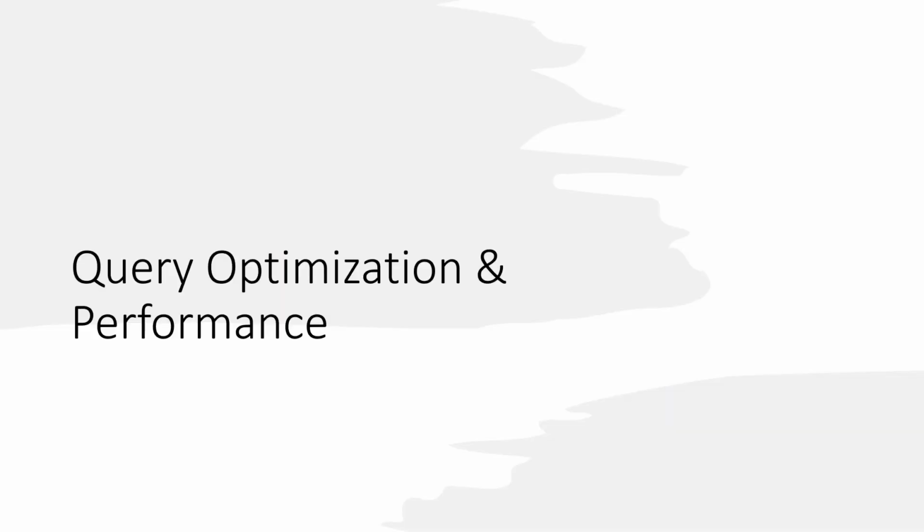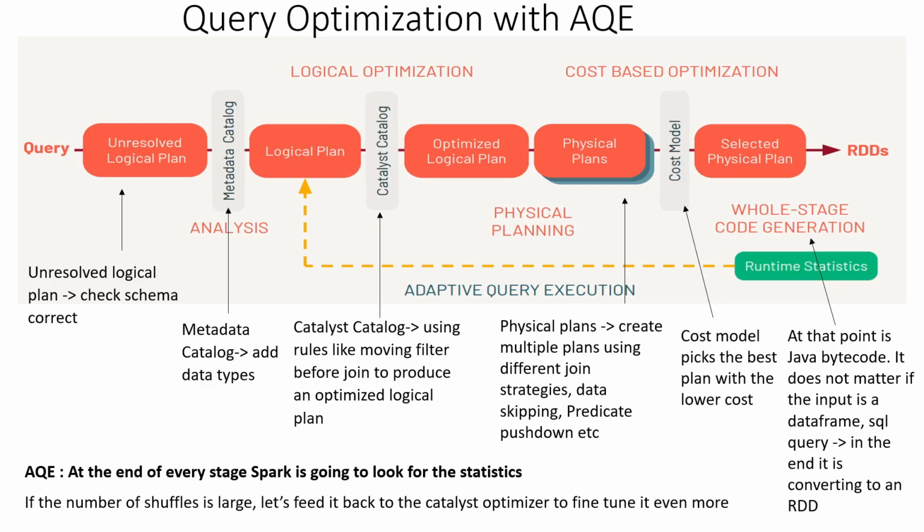Moving on, we have the second most important thing we need to know about Spark, and that is query optimization and performance. Here you can see a diagram of the query optimization with adaptive query execution. You can find this diagram everywhere on the internet, so don't worry about that. But as you can see, when we submit a query, the first step is the unresolved logical plan, which essentially checks whether the schema is correct. And then the next step is the metadata catalog, which adds the data types. And we create our logical plan.